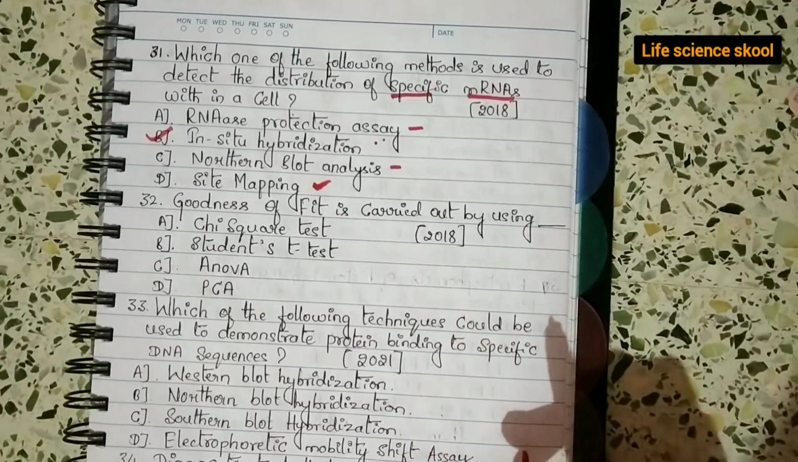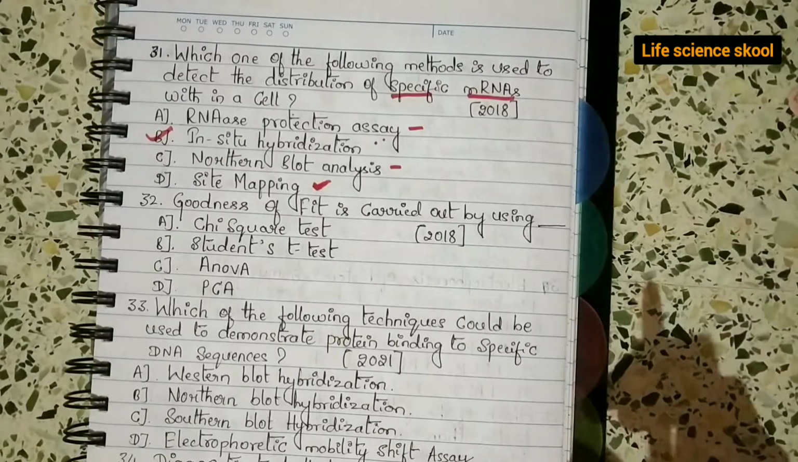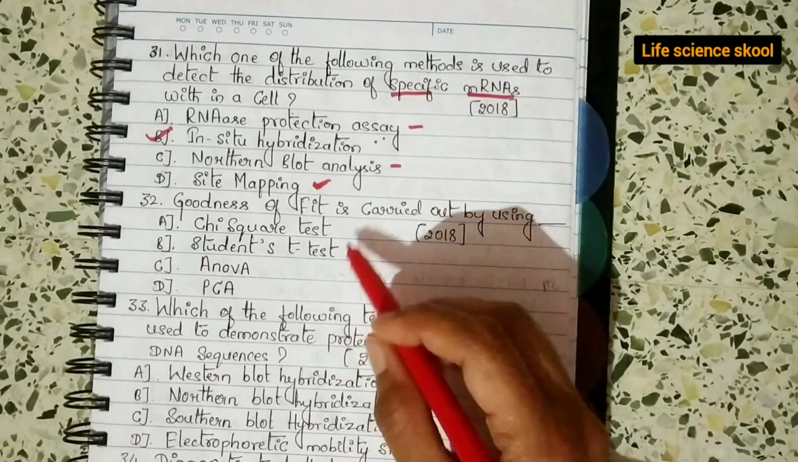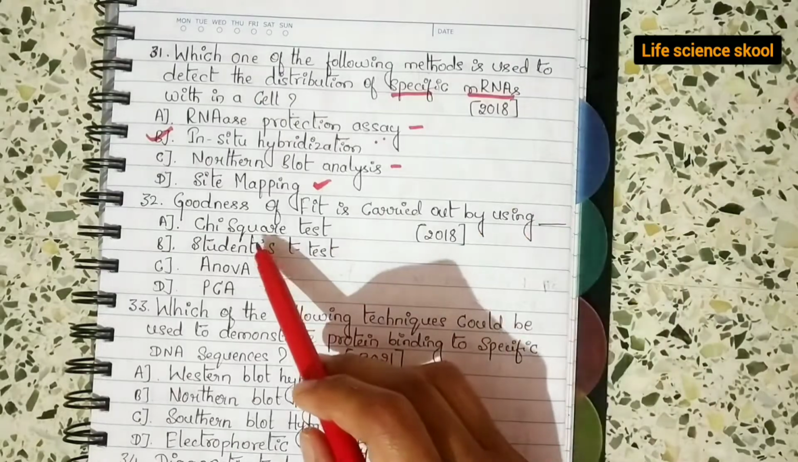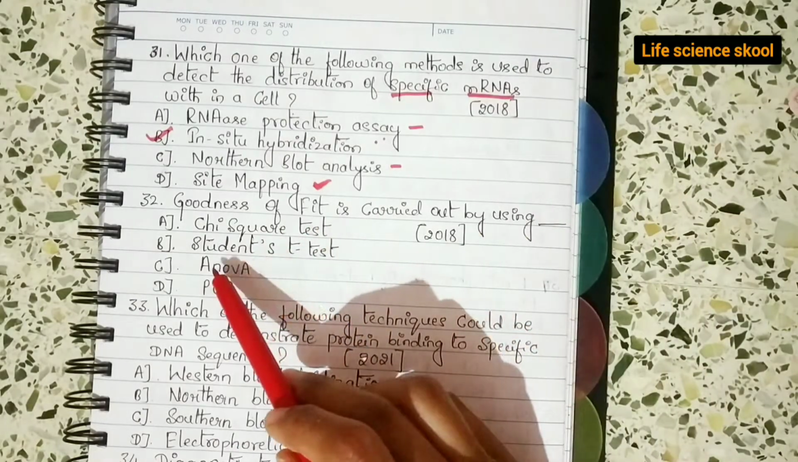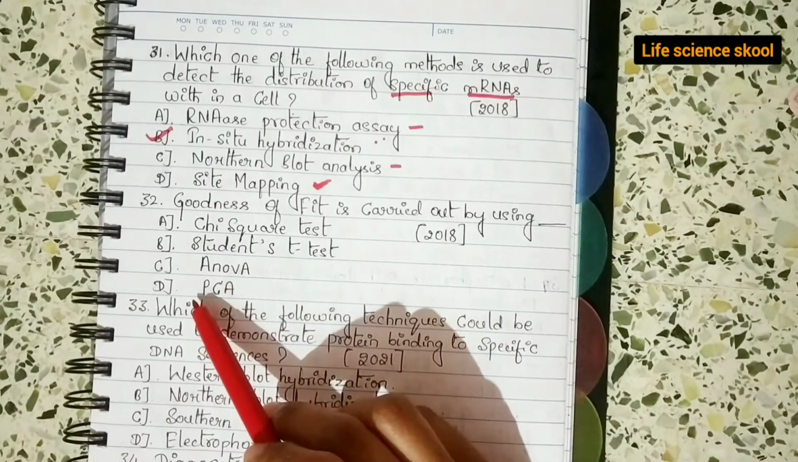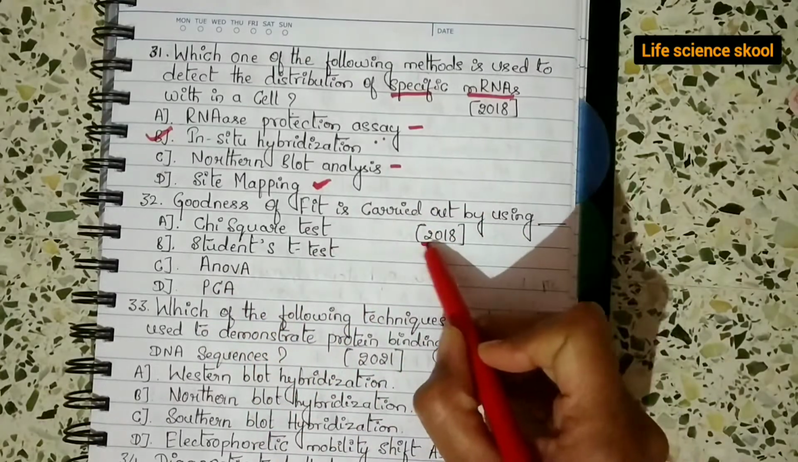Now let us move on to the next question, that is 32nd. The question is: goodness of fit is carried out by using option A, chi-square test. Option B, student t-test. Option C, ANOVA test. And option D, PCA test. This was asked in the year 2018.